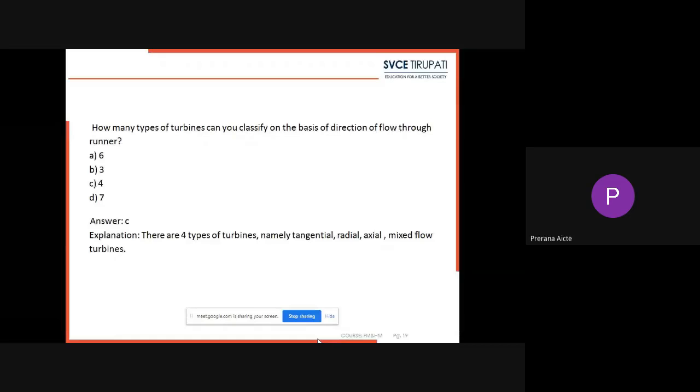The next question. How many types of turbines can you classify on the basis of direction of flow through the runner? So the answer is 4. There are 4 types of turbines on the basis of direction of flow through the runner. Those turbines are tangential, radial, axial, and mixed flow turbines.